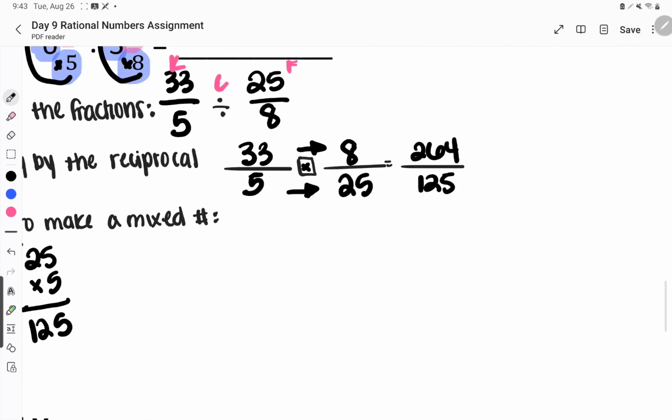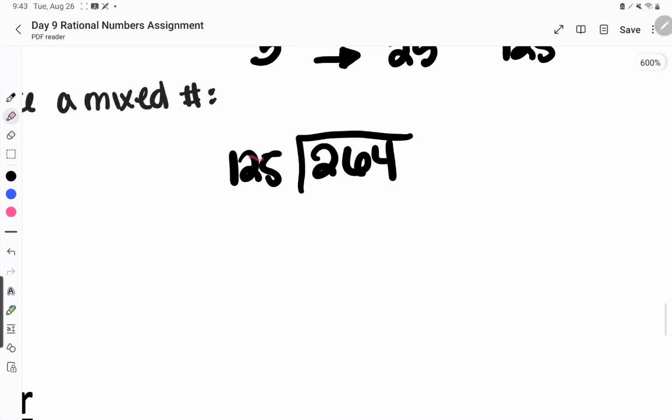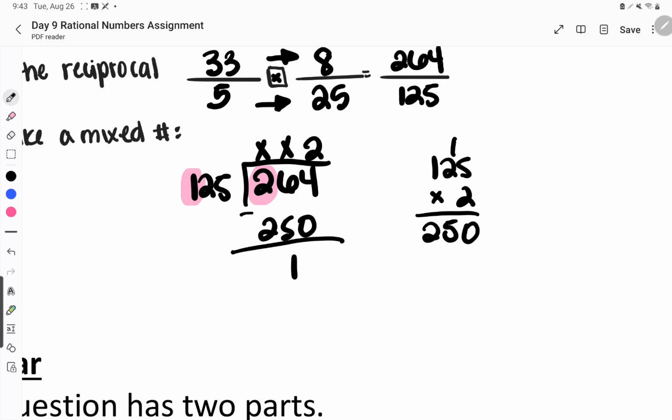After that, how do we go from an improper fraction to a mixed number? We divide, so we do 264 divided by 125. We're going to estimate here. 125 doesn't go into 2, and it doesn't go into 26. But 125 would go into 264 two times. So after that, we'll do 125 times 2, and that gives us 250. Subtract, and that gives us 14.